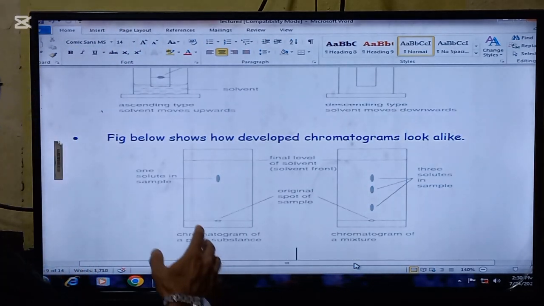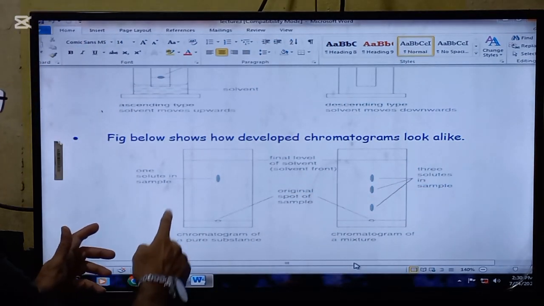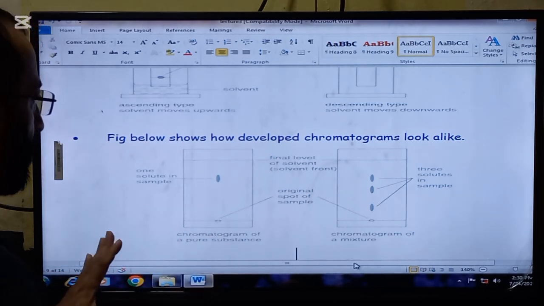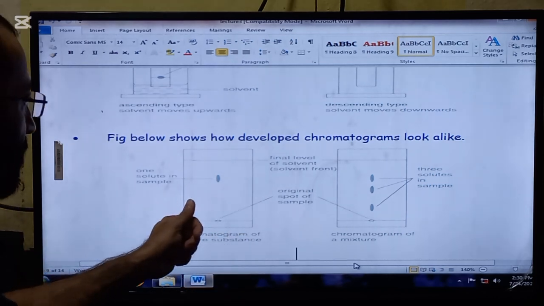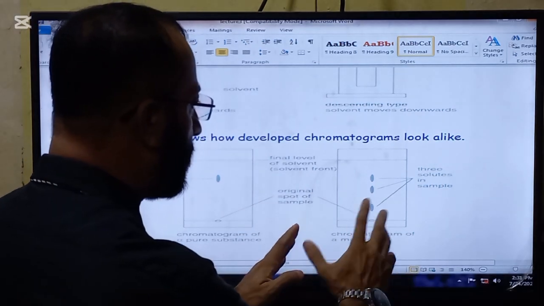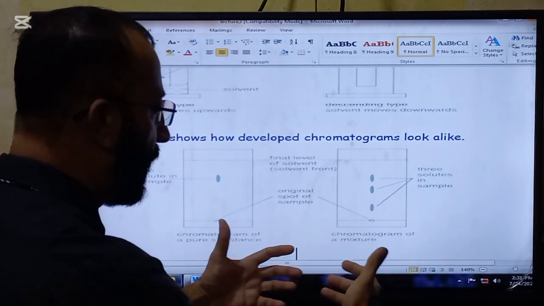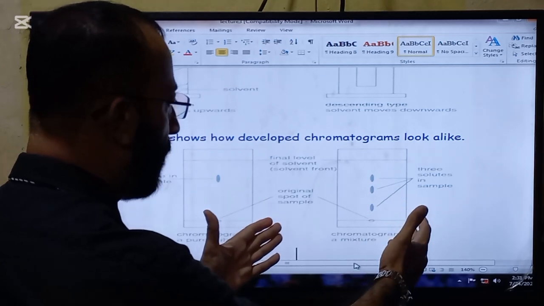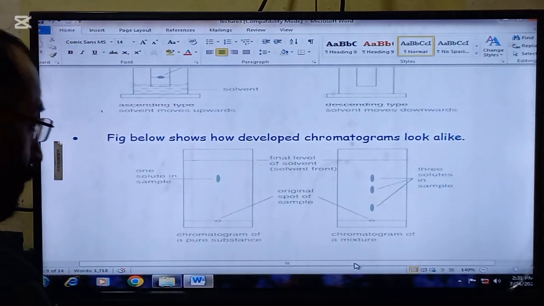The figure below shows how developed chromatograms look. One of the solutes is the sample. If the solute is pure, then there will be only one spot on the chromatogram. But if the solute is impure, then it depends on how many impurities are together. That many spots will be formed on the chromatography paper.